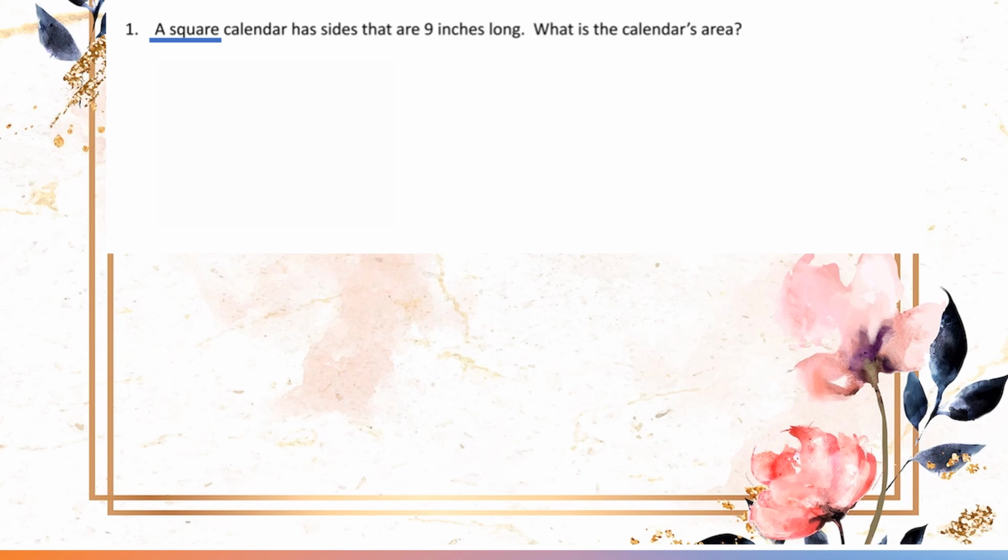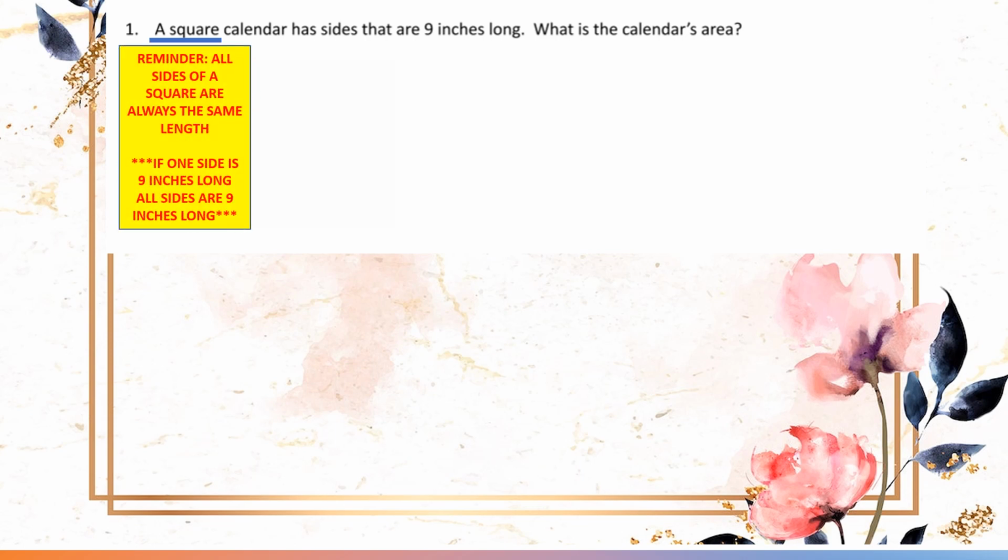Number 1 says, a square calendar has sides that are 9 inches long. What is the calendar's area? Well, notice I've underlined the words a square. And I want you to remember something. All sides of a square are always the same length. So, as far as this question is concerned, if one side is 9 inches long, then that means all sides are 9 inches long. Let's go ahead and draw a square.